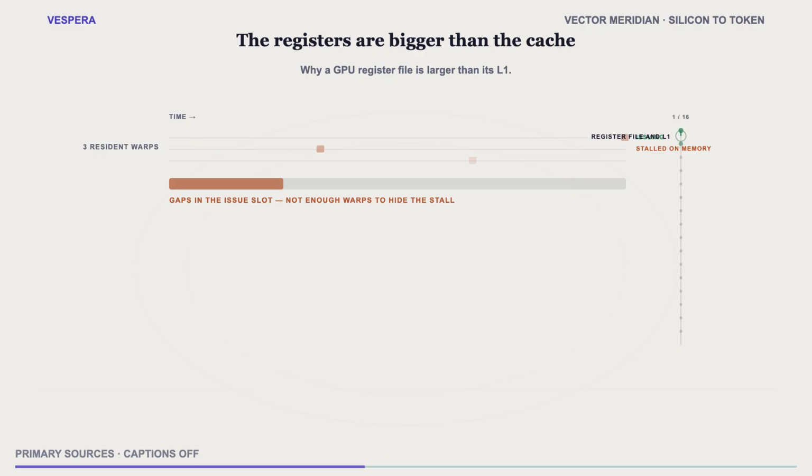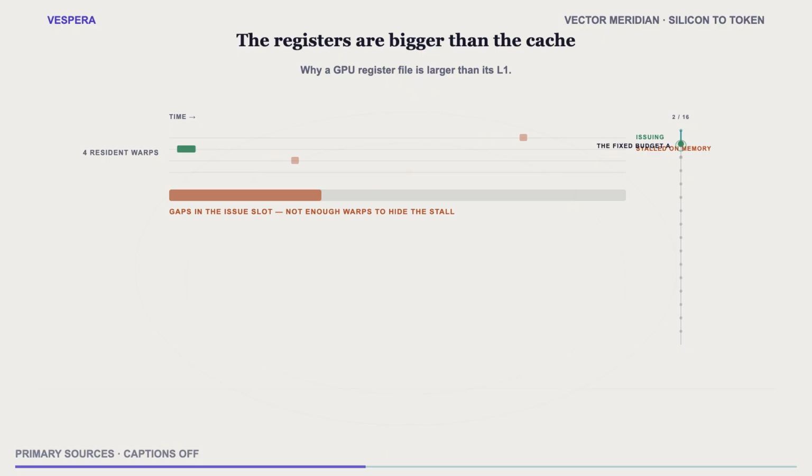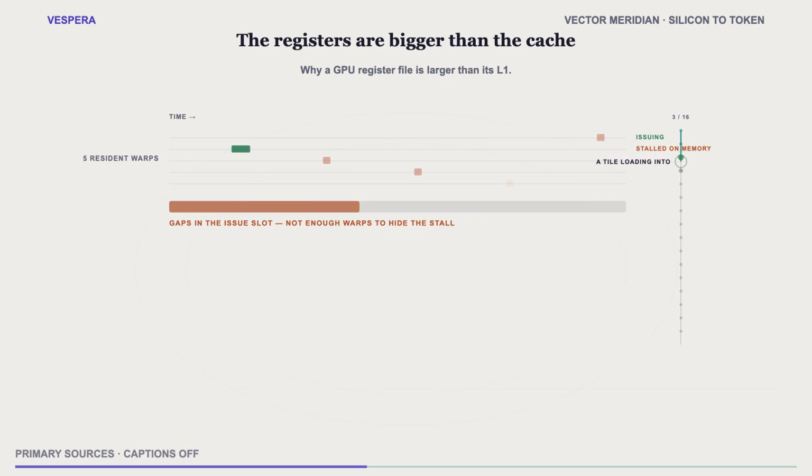So let us start at the top of the hierarchy where a GPU does something genuinely unusual. On a CPU, the register file is tiny, a few hundred bytes per core. Registers are scarce, and the compiler works hard to allocate them. On a GPU, each streaming multiprocessor has a register file of around 256 kilobytes. That is not a typo, and it produces a fact that sounds like an error. On a GPU, the registers are physically larger than the L1 cache. This inverts the entire mental model people bring from CPUs, where registers are a precious handful at the tip of a pyramid that widens below them. On a GPU, the pyramid has a bulge at the very top.